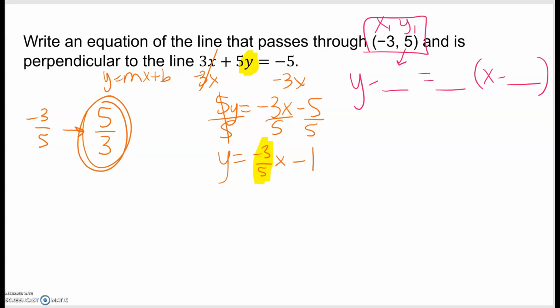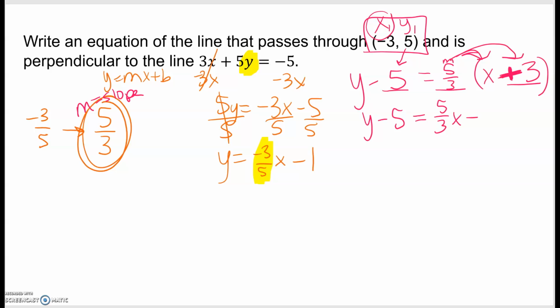My y1 is getting plugged into my first blank, so y minus 5 equals, remember this next one is your m, which we just said our slope was 5/3. And inside those parentheses, that's my x1, so I'm plugging in a negative 3. Then I'm going to simplify. This minus a negative inside becomes a plus sign. Then I'm going to distribute that 5/3. So now I have y minus 5 equals 5/3 x plus 5.